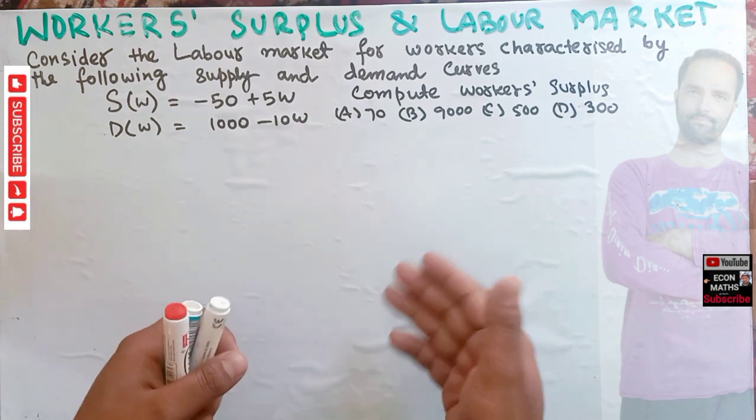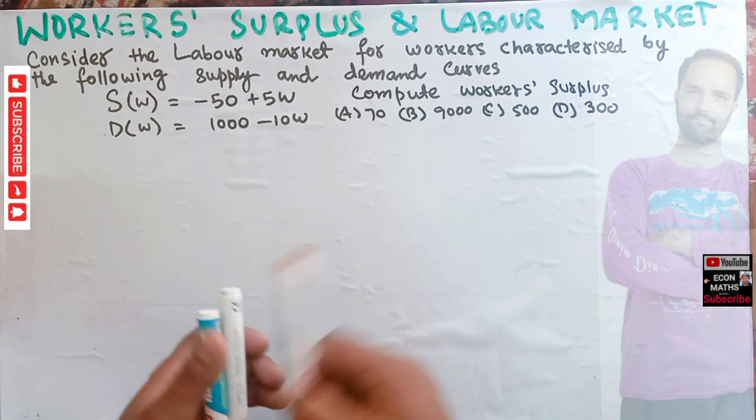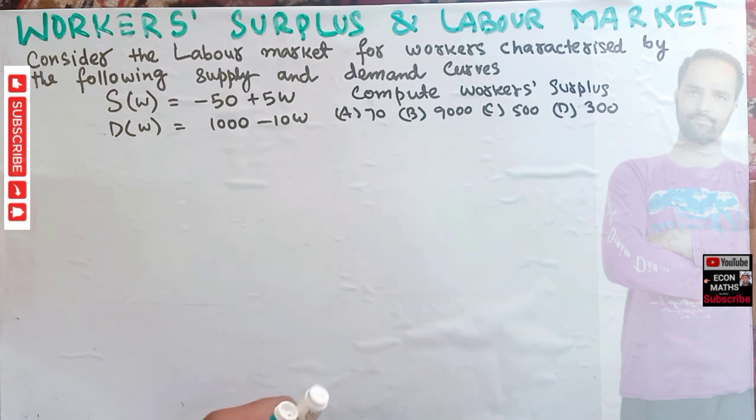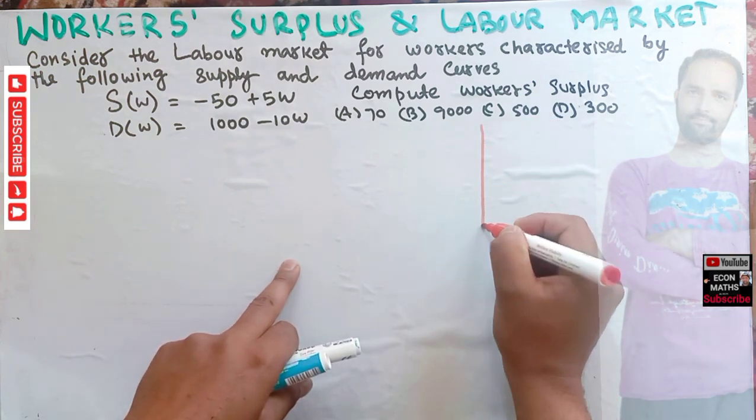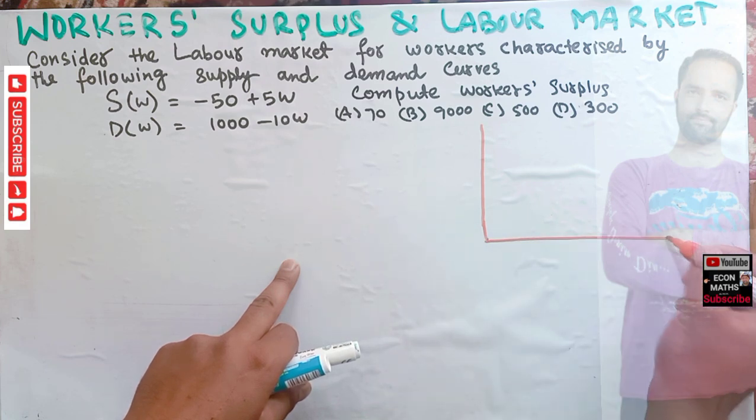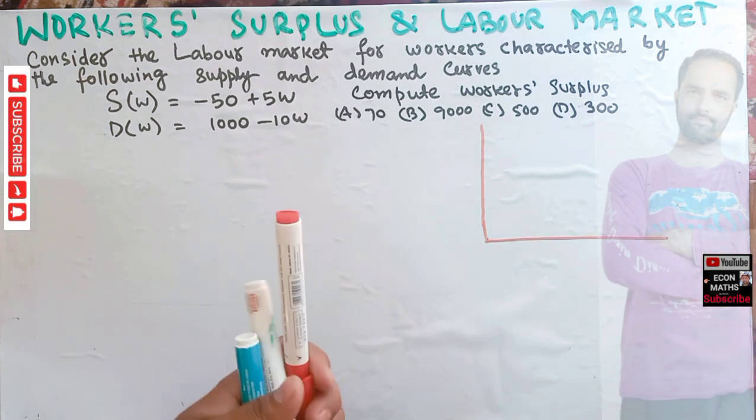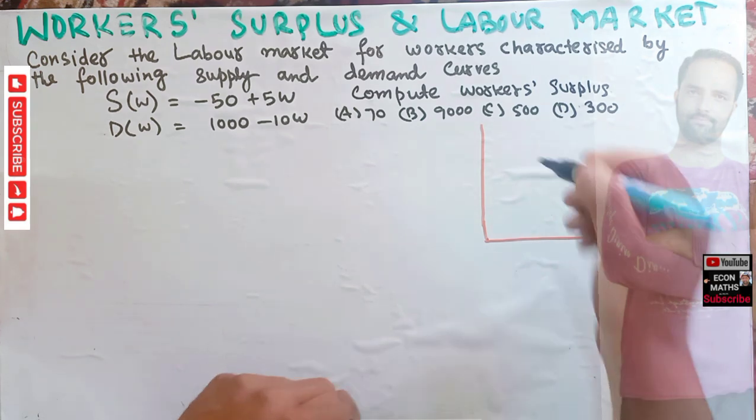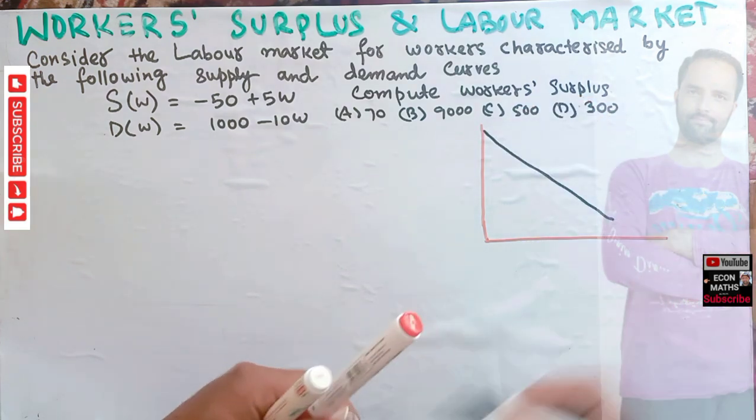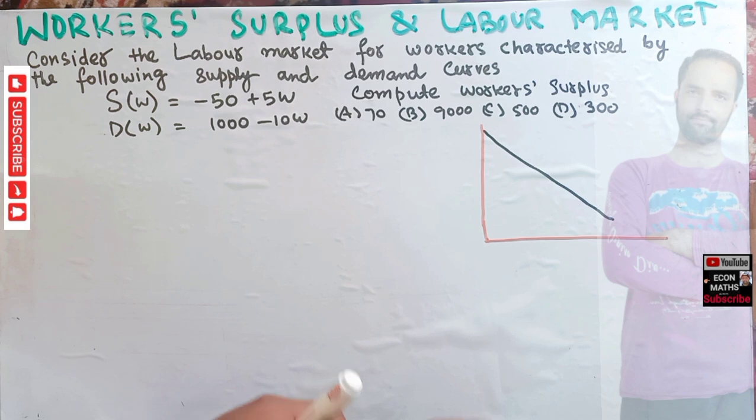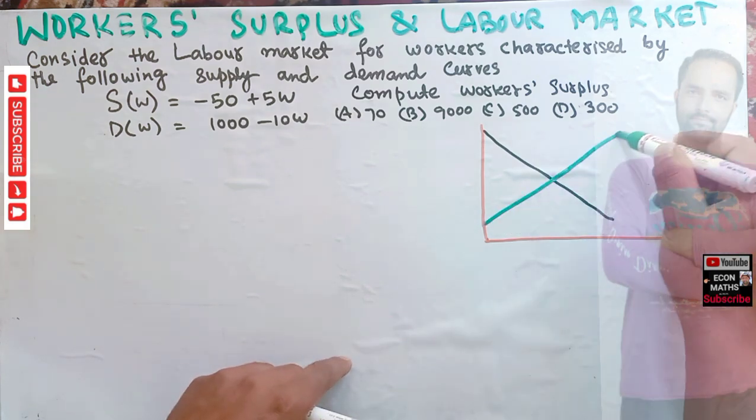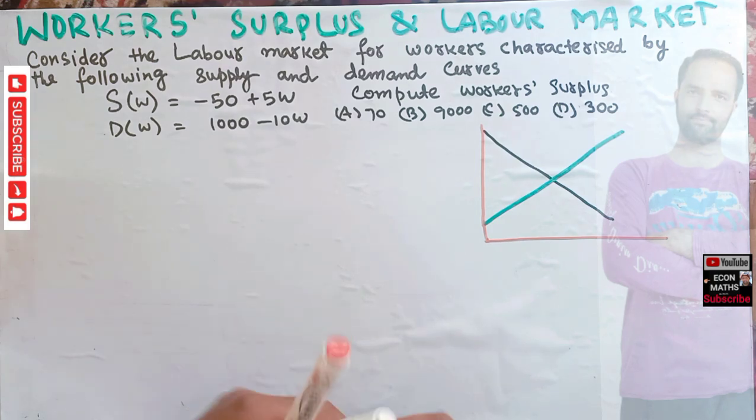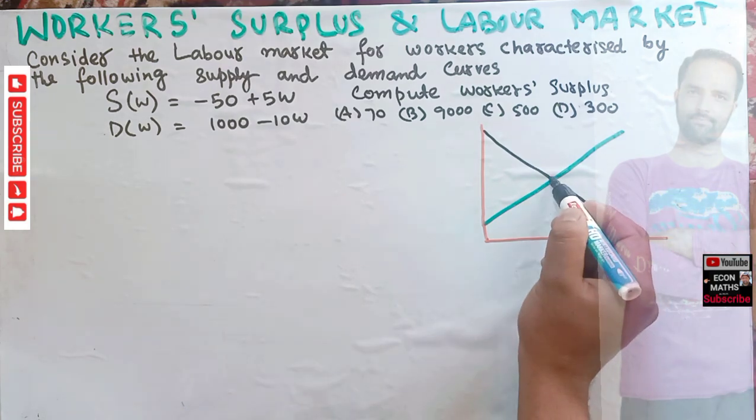Worker surplus is simply the difference between the market price and the lowest price a worker is willing to accept to sell his labor. Okay, got confused? Let me show it here. Let us say this is our labor demand, this is our labor supply. So what is worker surplus?